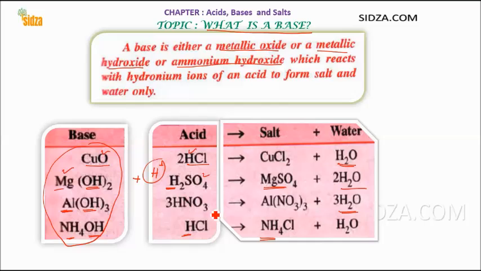And here by definition we can say a base is a metallic oxide, a metallic hydroxide, or the ammonium hydroxide, which reacts with the hydrogen ions from the acids and forms the salts and the water. Correct? Okay, so all these substances are basic in nature because they react with the acids.